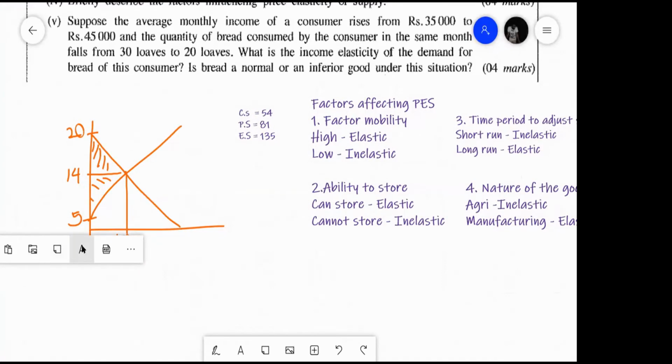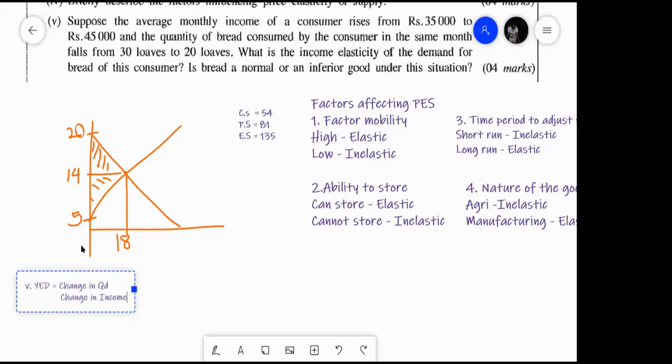So how do you calculate YED, guys? YED is equal to the change in quantity demanded divided by the change in income, and then if you want, you can use the average income or the initial income. Guys, you can remember both methods are correct. You can either use average income or the initial income. Both will be okay. Income divided by the quantity demand.